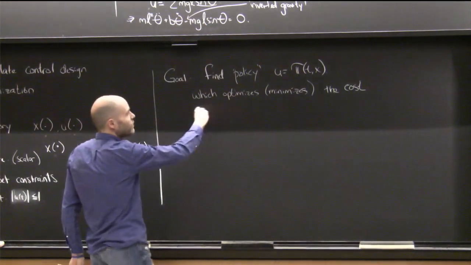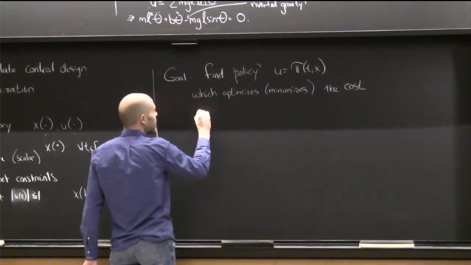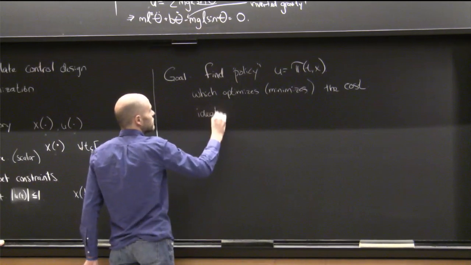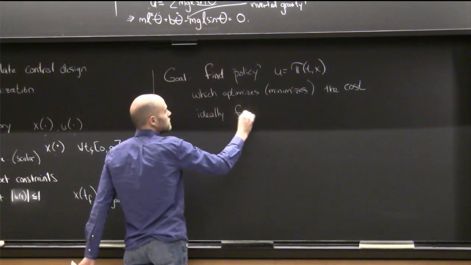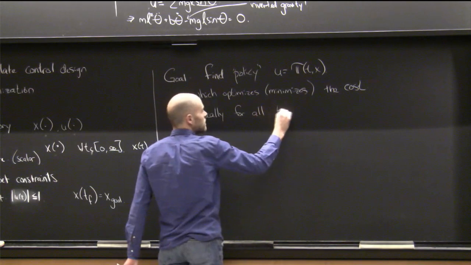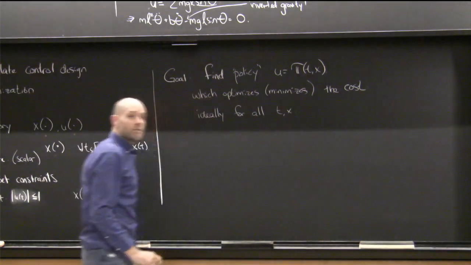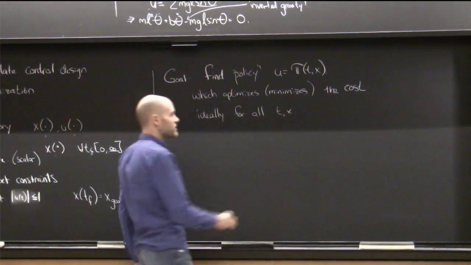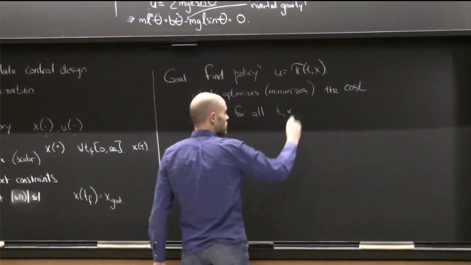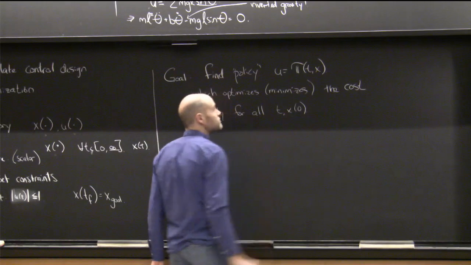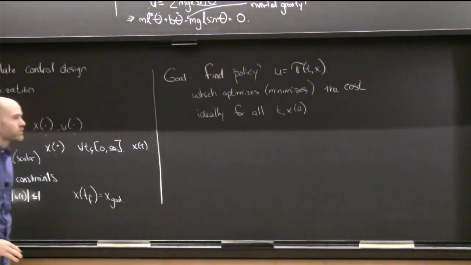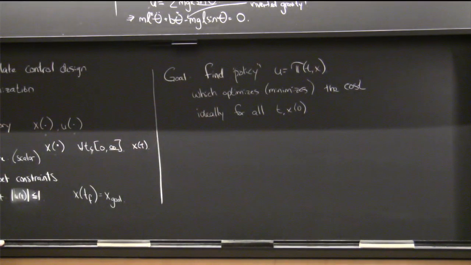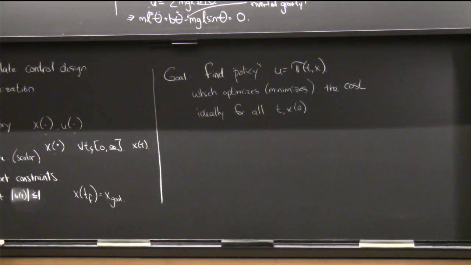So we'd like to optimize that cost. Ideally, we'd like to optimize it for all t and x. But we'll find later that we might have to make some compromises and say, let's say, initial x's. We might have to make some compromises later where we say some x's are more important than other x's, right? There are some parts of state space that matter more to me than others.